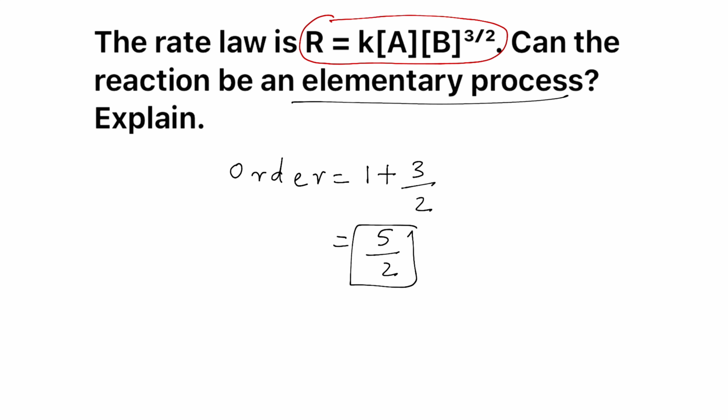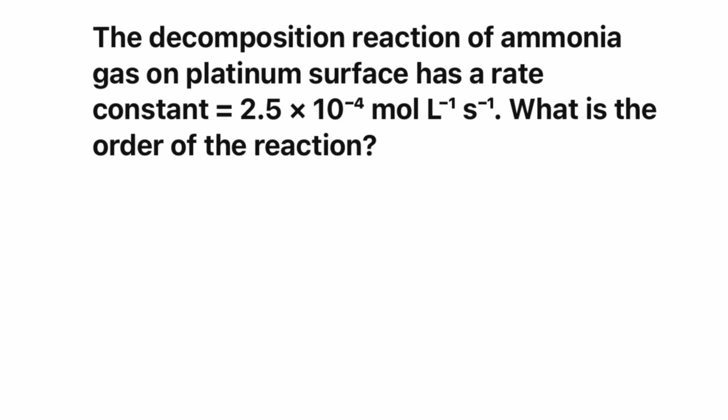Clear, right? Perfect. The decomposition reaction of ammonia gas on a platinum surface has a rate constant equal to 2.5 into 10 raised to minus 4 mole liter inverse second inverse. What is the order of the reaction? See, it's a tricky question, but very easy. See, they have given the value of K. What is that?